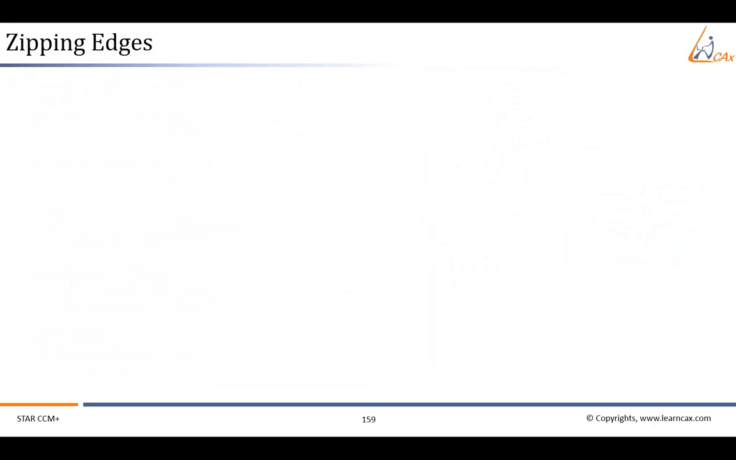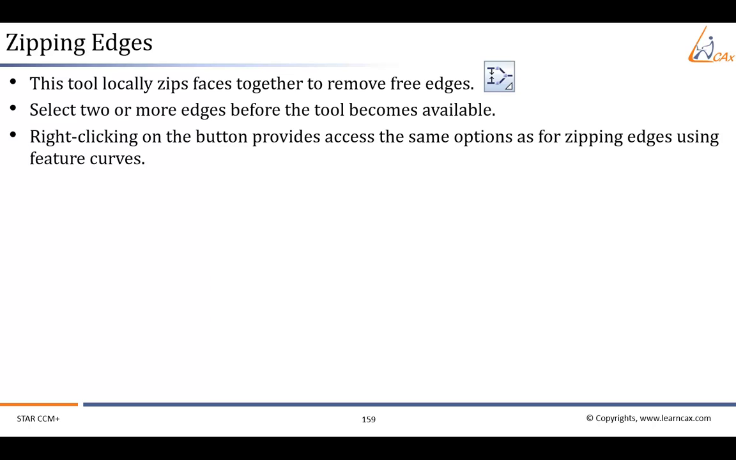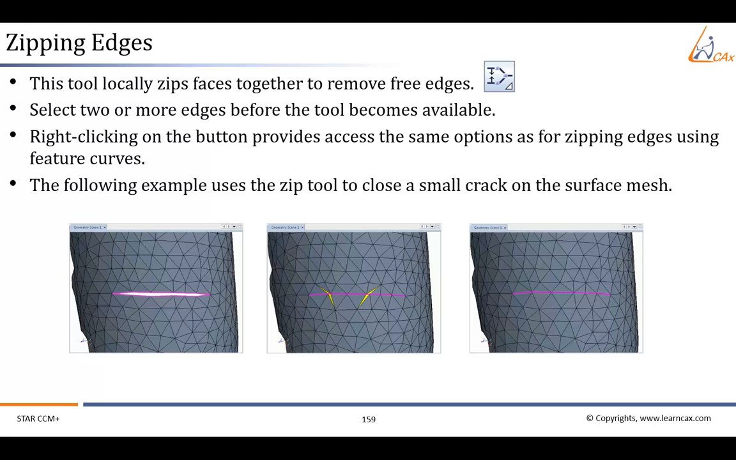The next tool is the Zipping Edges tool. This tool locally zips faces together to remove free edges. We need to select 2 or more edges before the tool becomes available. The following example uses the Zip tool to close a small crack on the surface mesh.